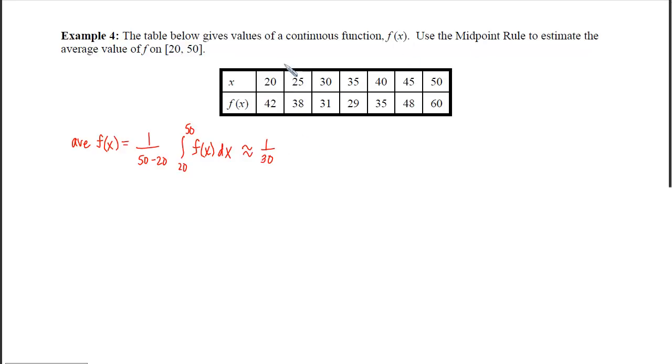In this case, since we want a midpoint rule, we need to select subintervals that actually will generate middle x values. So we can see that if I choose subintervals that are 10 units wide, then we'll have middle x values that will then in turn have middle y values. So we can approximate the accumulation by doing the width of 10 and the heights of 38, 29, and 48. Put that all together on your calculators and you will end up with 38.333.